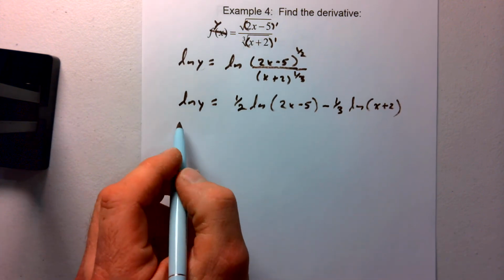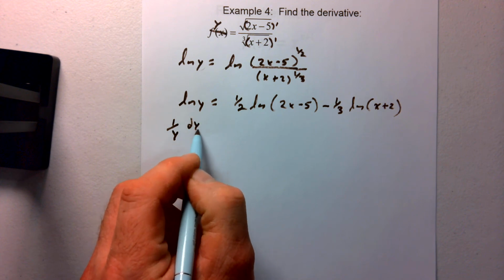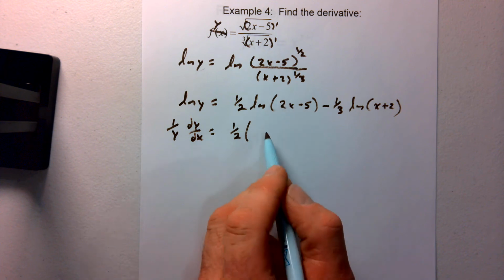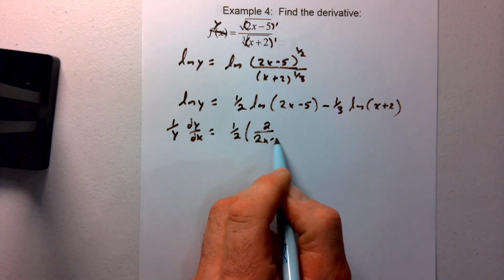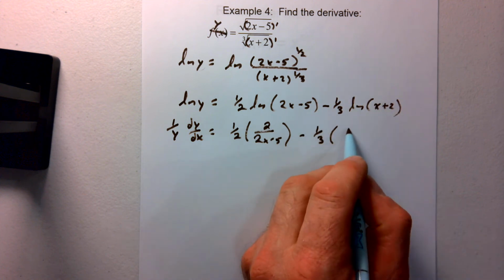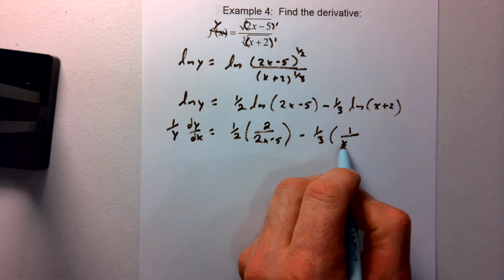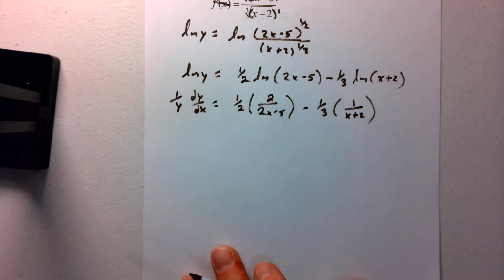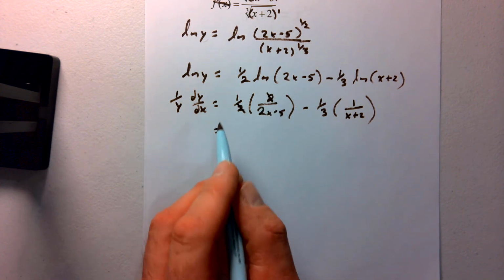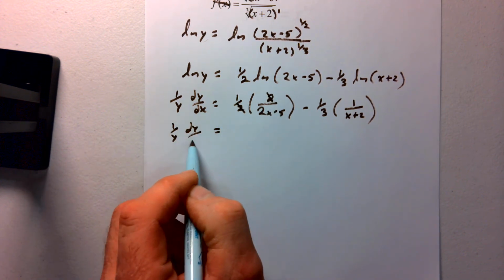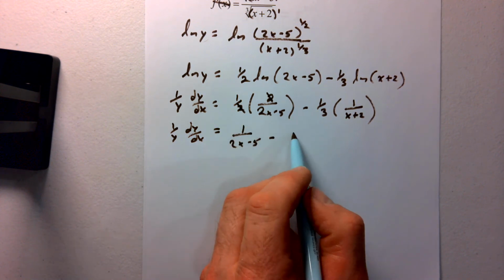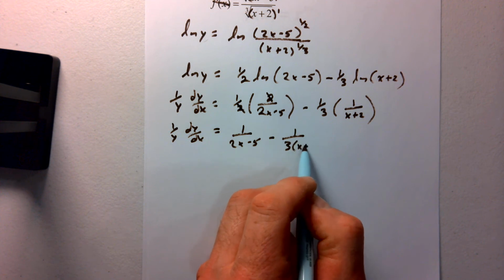Now I can go ahead and find my derivative. So 1 over y dy dx is going to equal 1/2 of the derivative of the function, which is 2 over 2x minus 5, minus 1/3 times the derivative of x plus 2, which is 1 over the original function, x plus 2. Clean this up just a little bit. My 1/2 and my 2, those are going to cancel. So 1 over y dy dx is going to equal 1 over 2x minus 5 minus 1 over 3 times x plus 2.